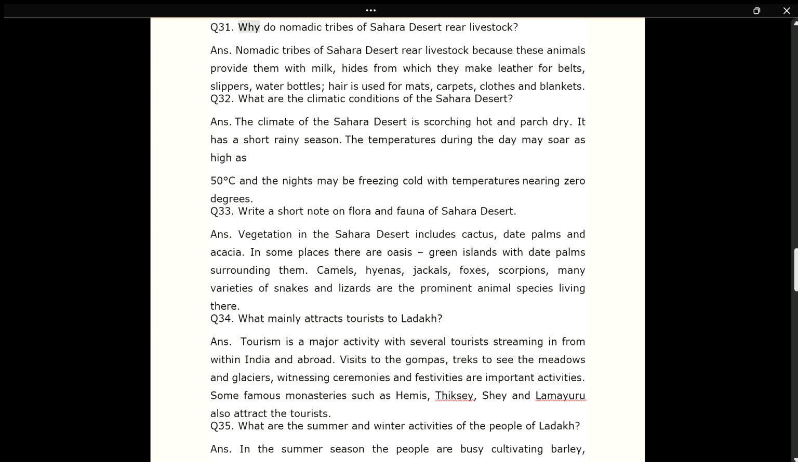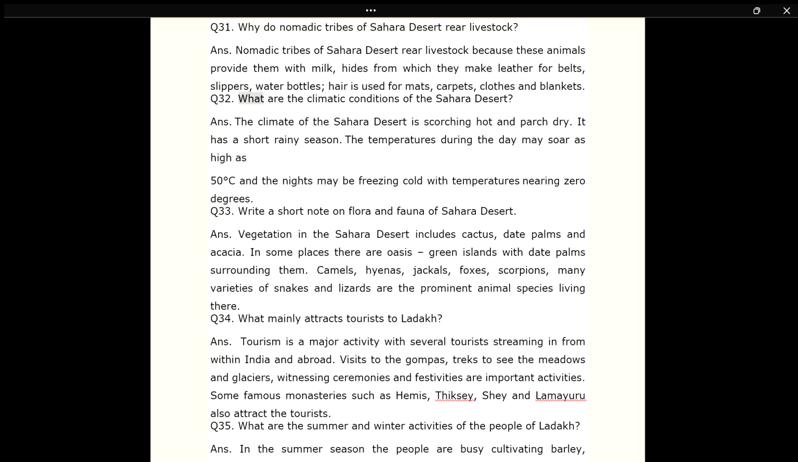Q31. Why do nomadic tribes of Sahara Desert rear livestock? Ans. Nomadic tribes of Sahara Desert rear livestock because these animals provide them with milk, hides from which they make leather for belts, slippers, water bottles, and hair is used for mats, carpets, clothes and blankets.